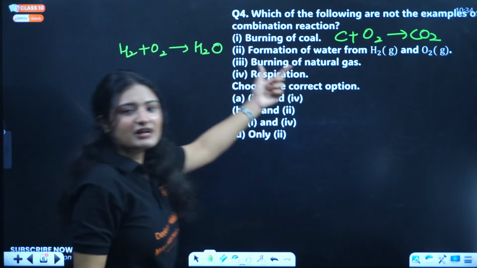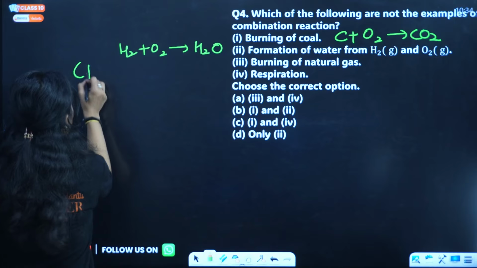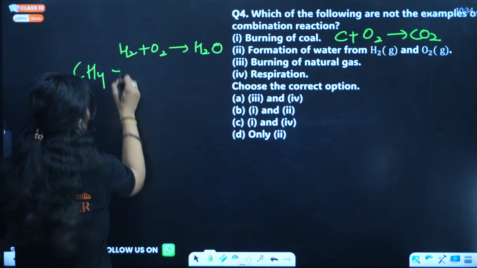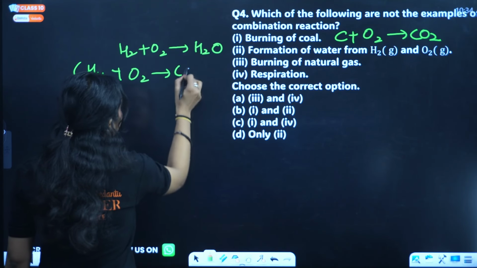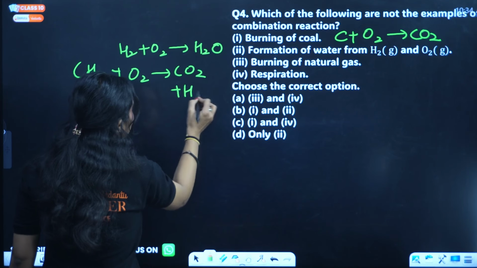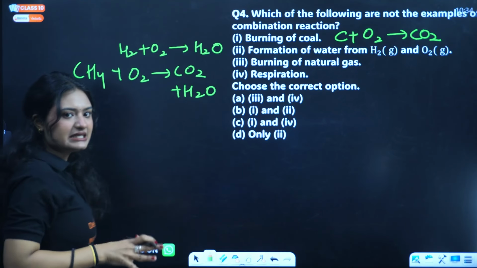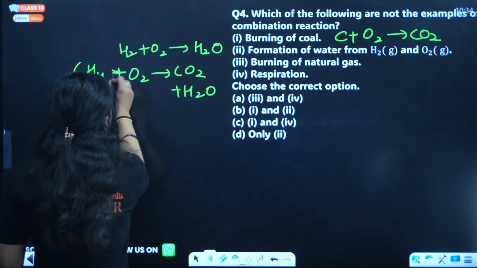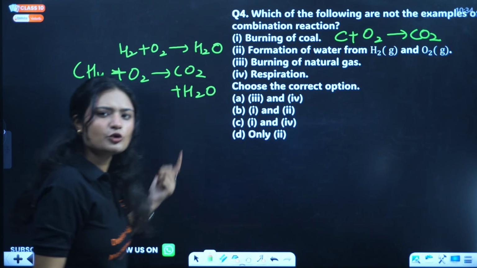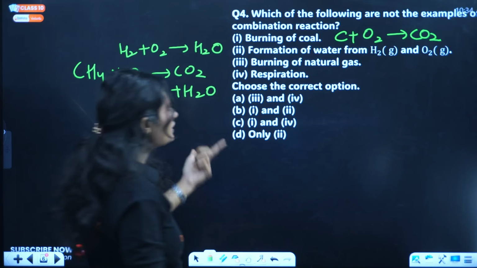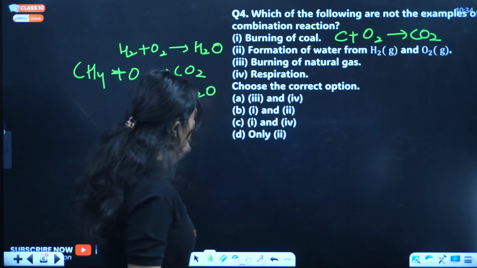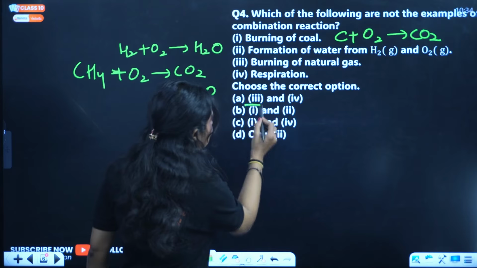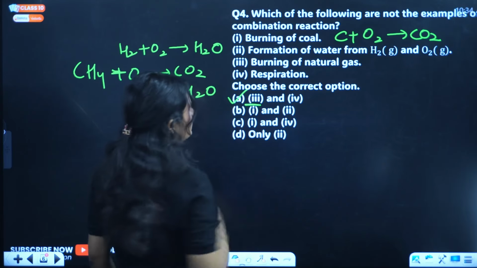So burning of natural gas. If you burn natural gas, which is methane, what do we get, my dear kids? We get carbon dioxide plus water plus heat and energy. Okay, so is this a combination reaction? We are getting more than one product, right? So this is not a combination reaction. So look for option 3. Where is 3? So this is option 3, right? So that means this is your correct answer.